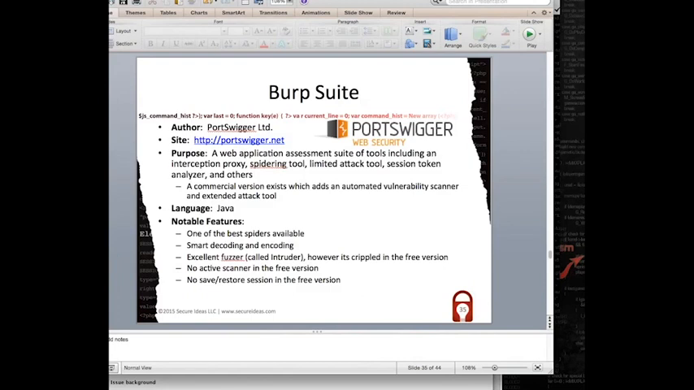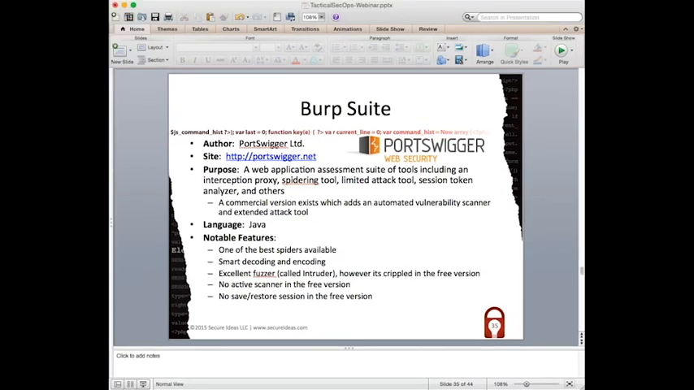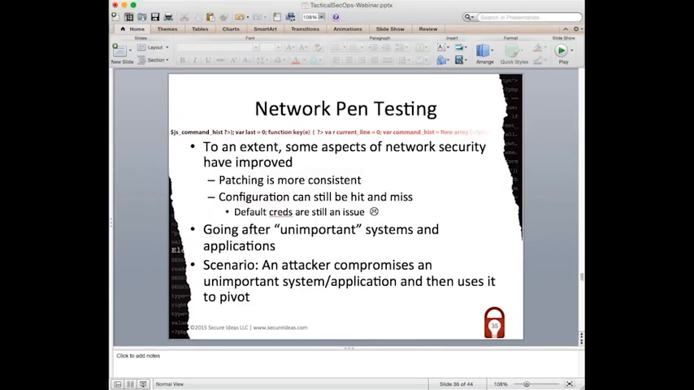Okay, let's go back to PowerPoint here. We've got about 10 minutes left, so I'm going to get through the rest of this pretty quick. I've already touched on quite a bit. Network pen testing. Things have gotten somewhat better. We usually see most environments have patches deployed. Configuration, though, is still a huge problem where we set things up badly.